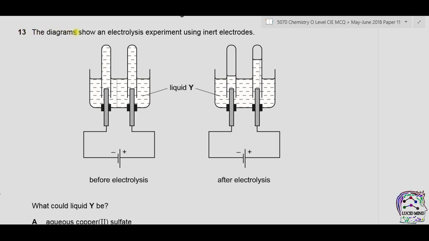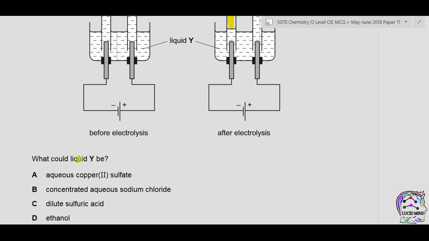Question 13. The diagram shows an electrolysis experiment using inert electrodes. Before electrolysis, this was the case, and after electrolysis, we can see that gases are formed. On the negative electrode, more volume of gas is produced as compared to the positive electrode. What could be the liquid? Why?